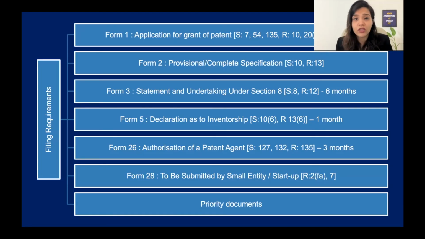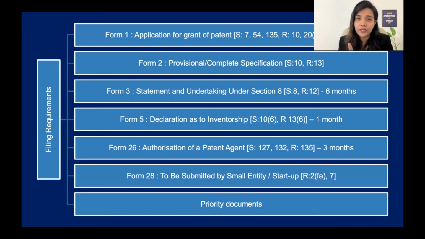Next, we have authorization of patent agent. Who can file a patent application? Either the applicant himself can file a patent application or a patent agent can file the patent application.